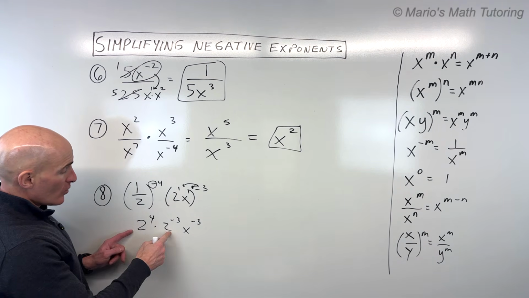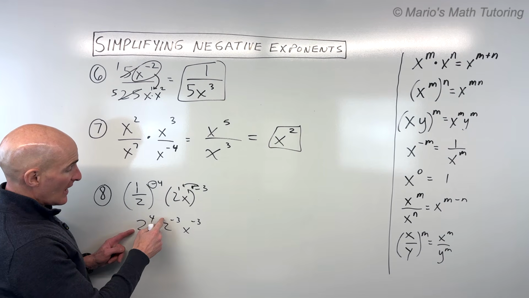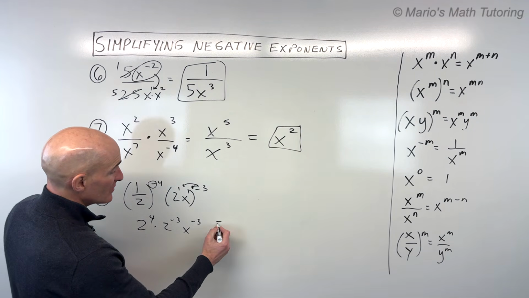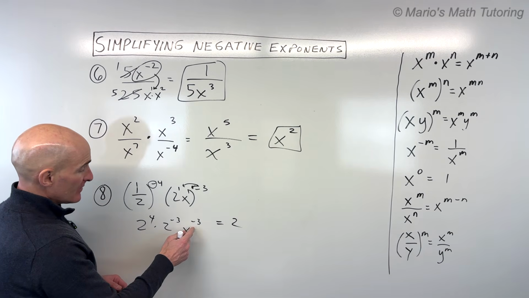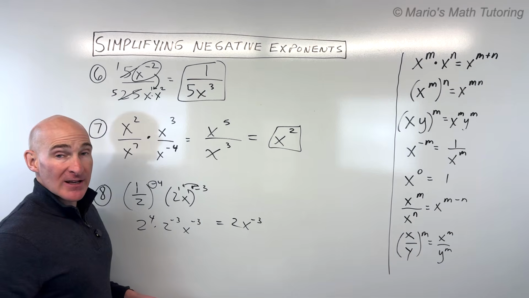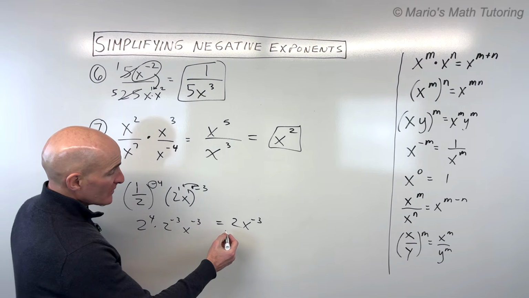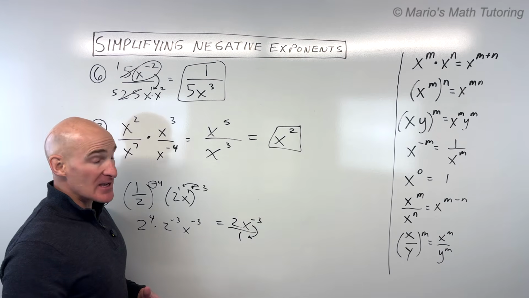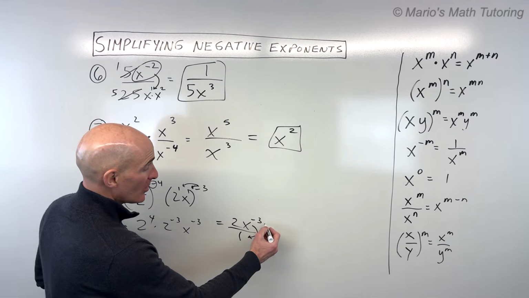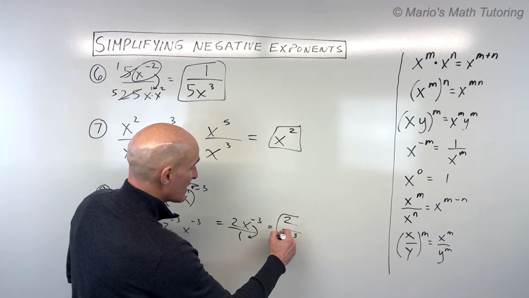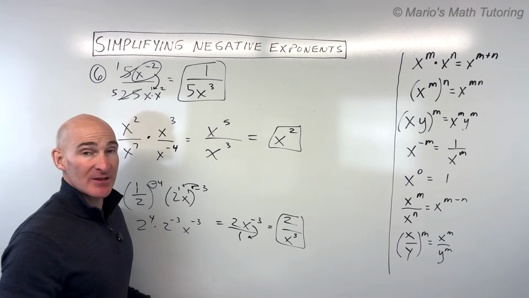Okay, now here when we're multiplying, what do we do? We add the exponents. So 4 plus negative 3 is 1. 2 to the 1st is just going to be 2. And then this x to the negative 3rd, we'll just bring that along. But remember, we don't want negative exponents in our final answer. So what that tells us to do is to move it to the other side of the fraction bar and make it a positive exponent. That's like taking the reciprocal. So this is going to be 2 over x to the positive 3, and that's fully simplified.